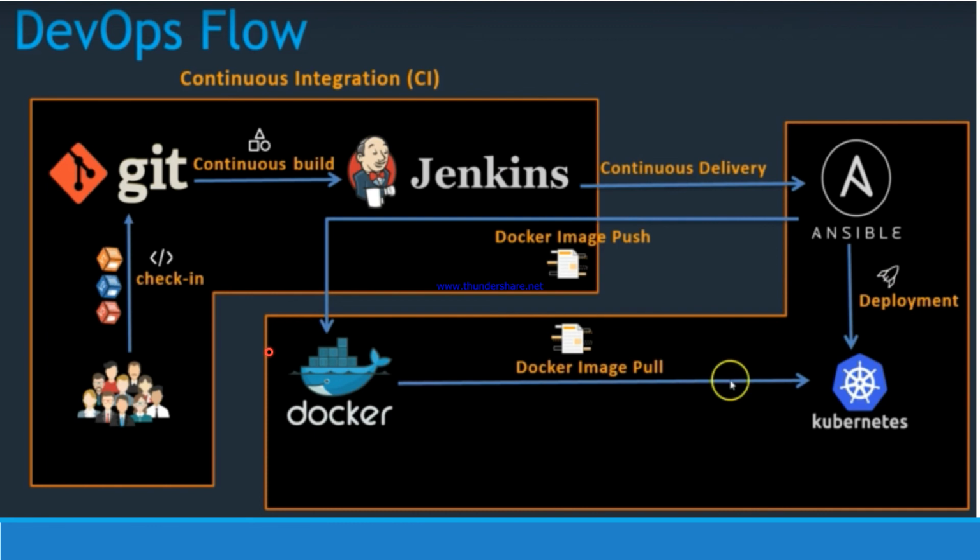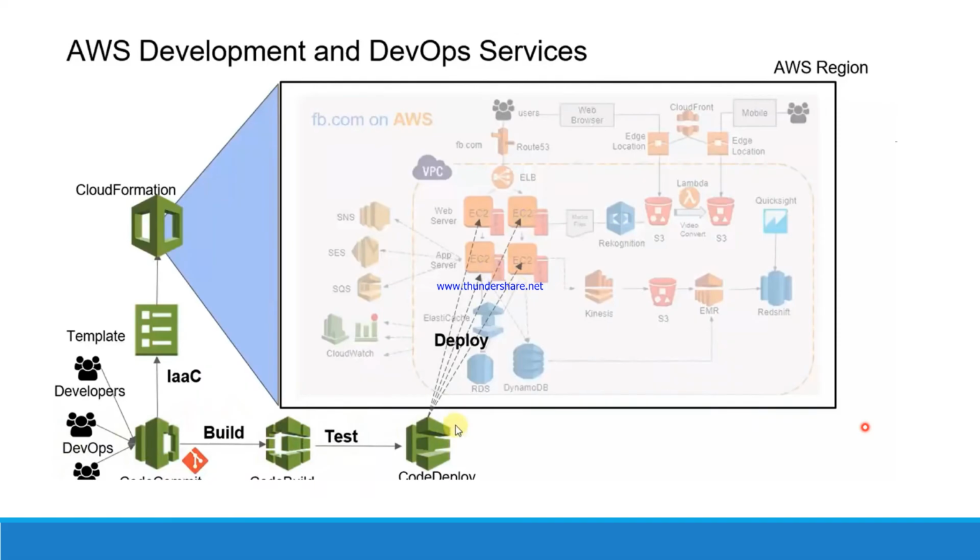Coming to the flow, here we should follow CI/CD. CI/CD is continuous integration and continuous delivery and deployment. It divides into two parts: the upper part is CI, and below it is CD. Continuous integration is everything up to the Jenkins part. From the deployment point of view, we use Ansible, Docker and Kubernetes. Clear?